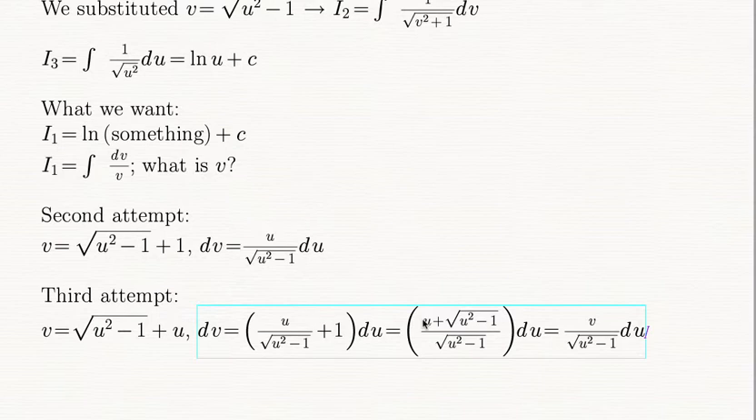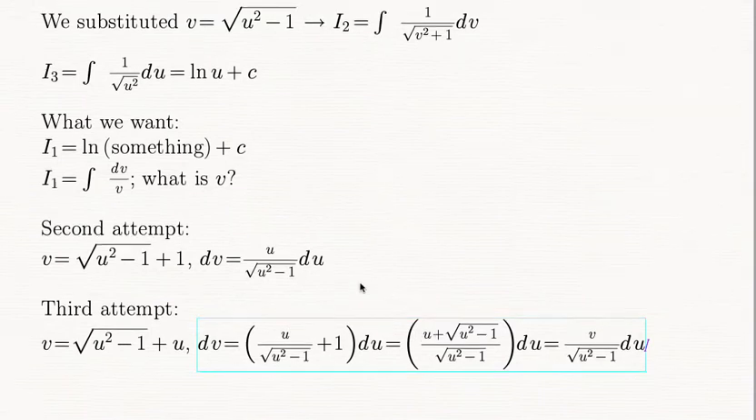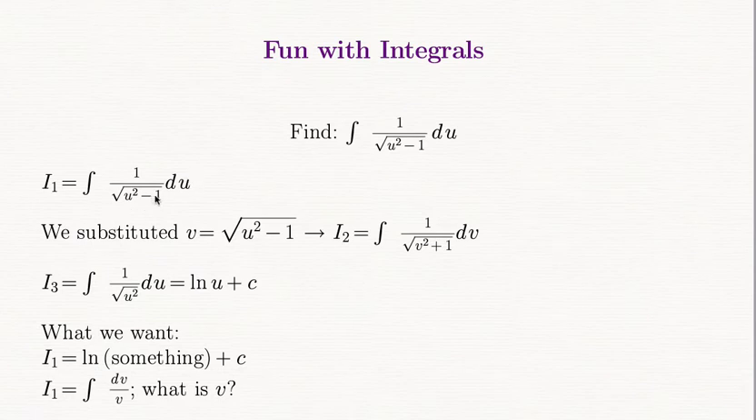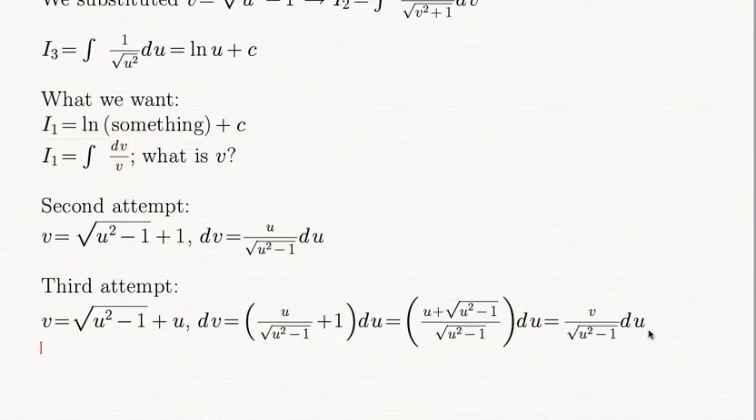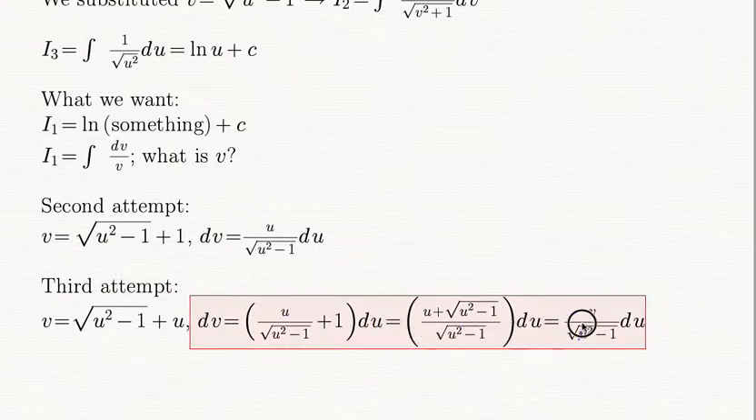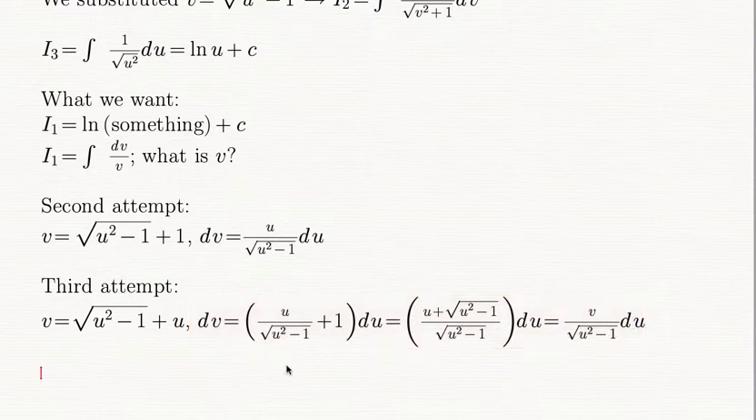Are we sort of close to what we wanted? Are we sort of close to saying that du by square root u squared minus 1 is something like dv by v? Are we? Let's see. So if we take this equality, dv is equal to v by square root u squared minus 1 du, we can rearrange that to say dv by v is nothing but du by square root u squared minus 1. And this is exactly what we wanted.